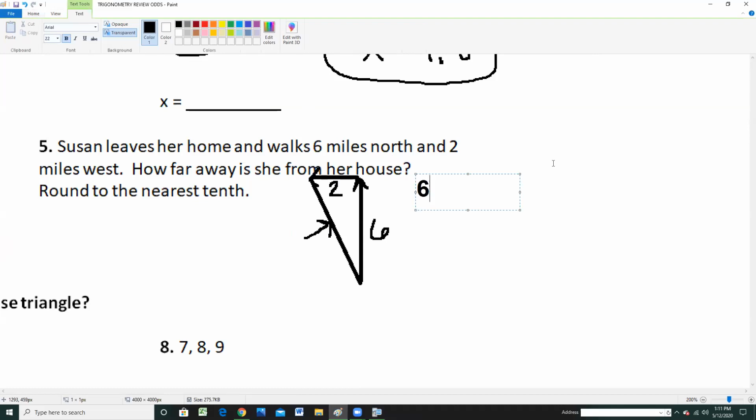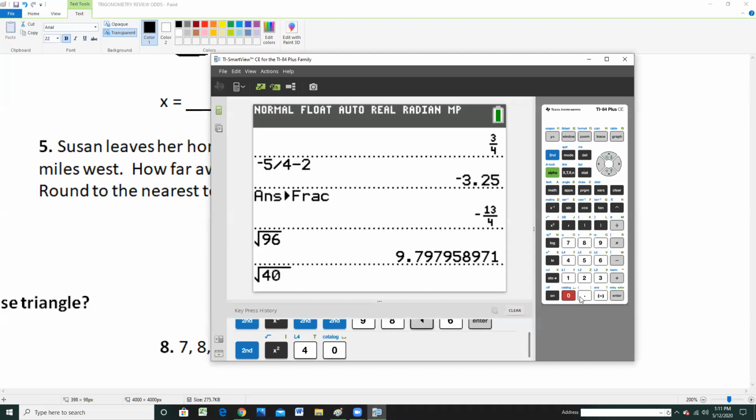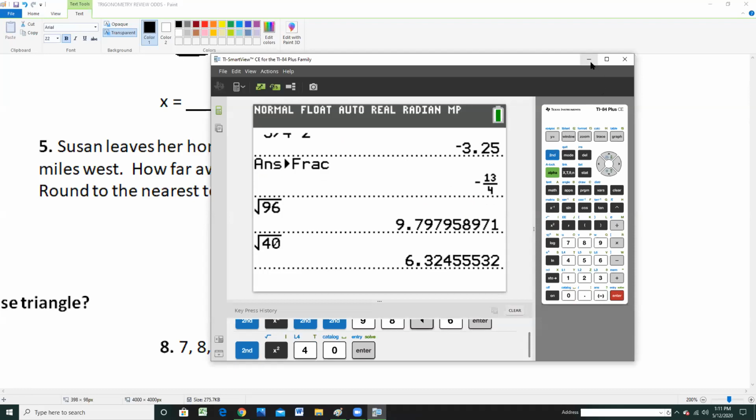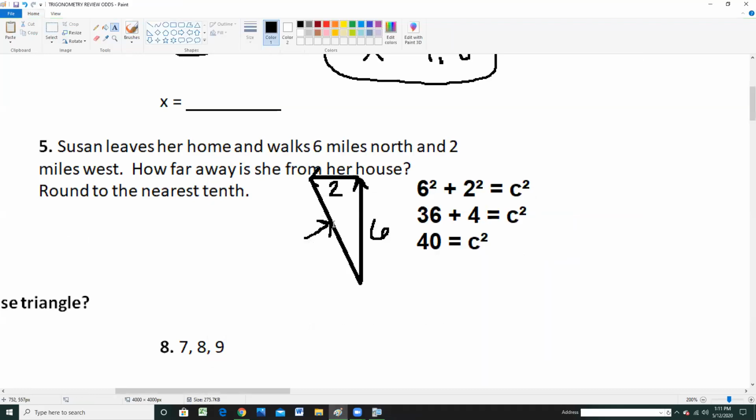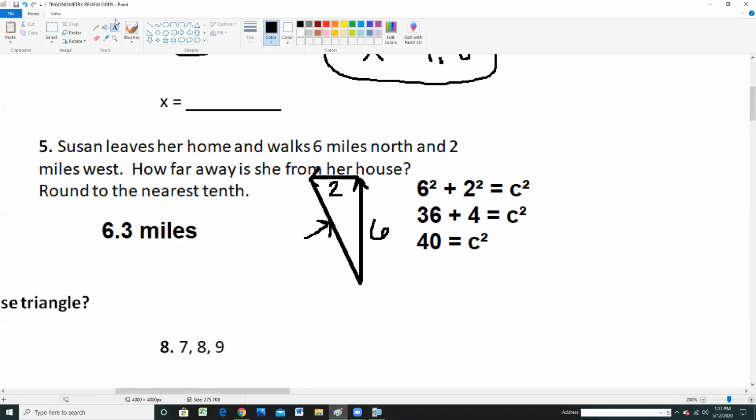All right, so let's do it. We're just going to do the same thing we always do. 6 squared plus 2 squared equals, it doesn't matter what you call it, squared. And then we can get that calculator out again. And this time we're going to do the square root of 40. You get 6.3. This was a word problem, so I'm going to give it a label. 6.3 miles.